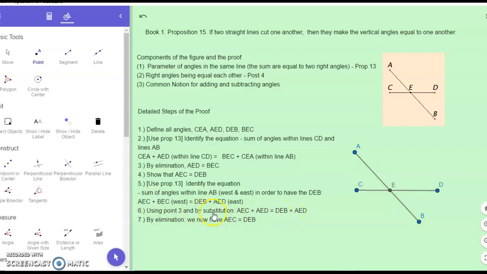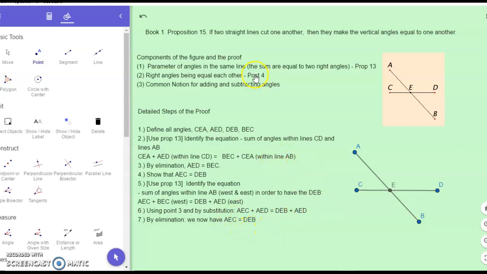Then by substitution, we have here AED equal to BEC. In this equation we have BEC, so we substitute it with AED. That's why we have here AEC plus AED, and we bring this down here, DEB plus AED. By elimination, we have a common term AED, so we eliminate AED on this side and AED on this side. Now we have AEC equal to DEB.